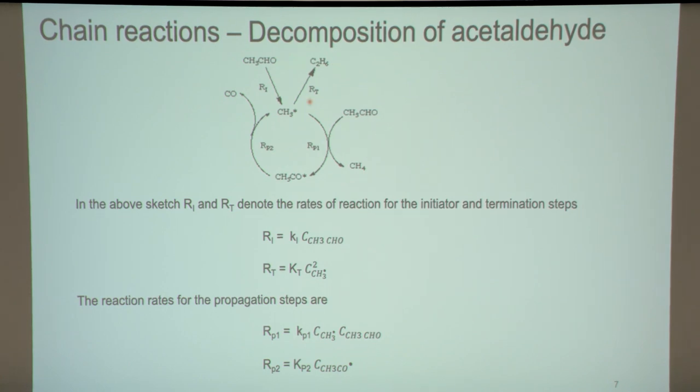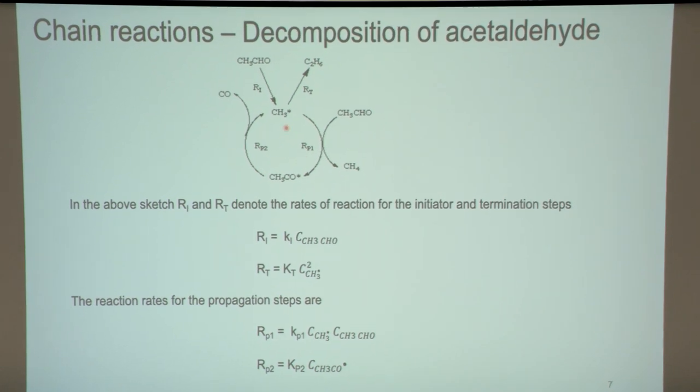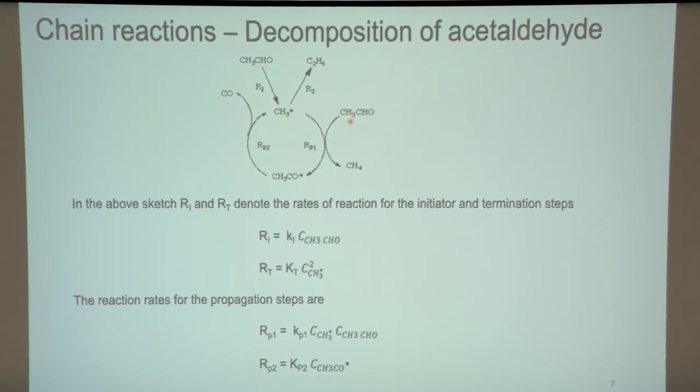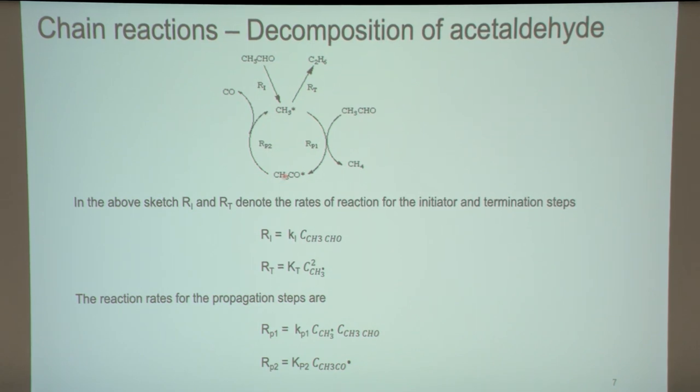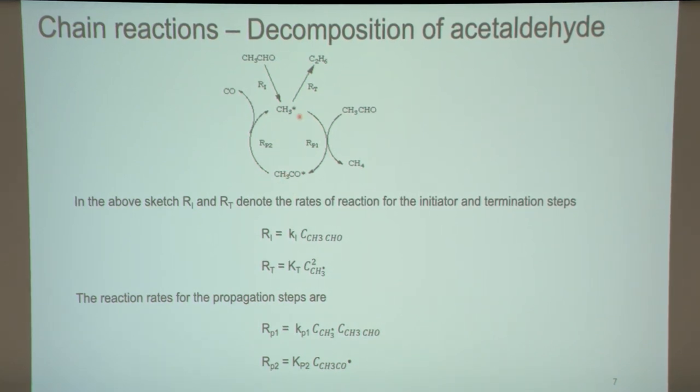And so you see three different types of reactions here. An initiation reaction, the first reaction where the acetaldehyde breaks apart. That initiates the overall cyclical process. Then you have a propagation reaction, where the methyl radical reacts with acetaldehyde to form another radical, and then this decomposes to form methyl again. So these are two different propagation steps, what they call radical propagation steps. And then finally, you have termination. The reaction stops when the methyl radicals recombine to form ethane.